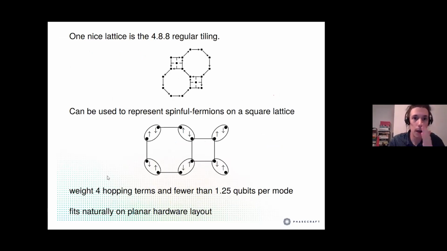One more thing for 2D lattices before I go to 3D is that there's one very nice lattice that I want to draw your attention to, which is the 4-8-8 regular tiling, which we can do here.